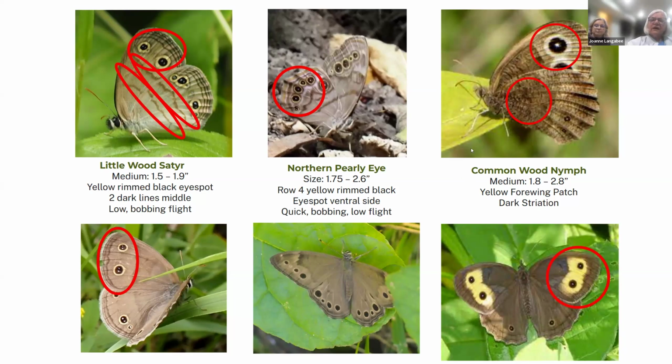Common wood nymph, that's not very common around here. I've seen more in prairie areas. They don't like to land with their wings open. It's really hard to get a picture with their wings open. And the northern pearly eye is much more common than the Littlewood satyr. And the Littlewood satyr only comes out for about 3 weeks starting June 21st. Comes out for summer.